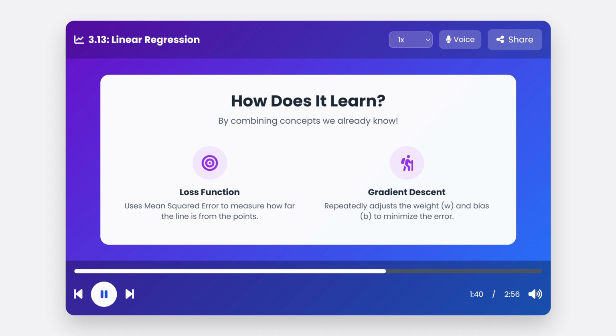And how does it find these perfect values? Using the exact tools we've already learned. First, it uses a loss function, typically mean squared error, to measure how far away the line's predictions are from the real data points. Then, it uses gradient descent to slightly adjust the weight and bias, the slope and intercept, to make that error a little bit smaller. It repeats this process over and over, nudging the line into the best possible position.